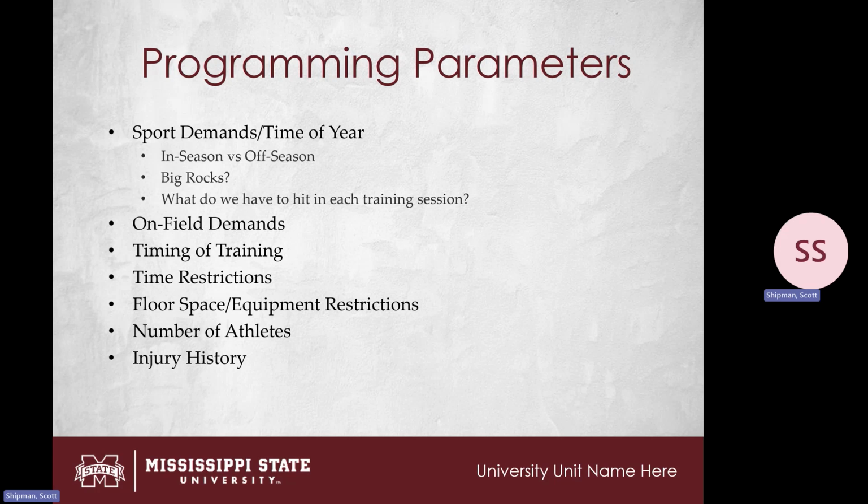Other parameters will include on-field demands. When are you training, whether it's before practice or after practice? What sort of time restrictions do you have? Do we have 30 minutes with our athletes? Do you have an hour and 30 minutes with your athletes? That can be tricky. Floor space and equipment restrictions.